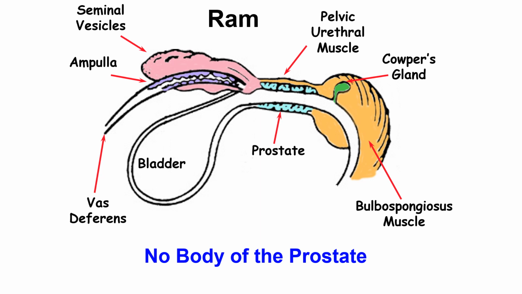For the ram, the reproductive tract is basically the same as that of the bull. The only difference is that it is smaller in terms of the comparative size of the different parts and the different accessory sex glands. One of the differences from the bull's reproductive tract is that there is no body of the prostate in the ram, as seen in this diagram. Only the disseminate part of the prostate is present. The other accessory sex glands such as the seminal vesicles and the Cowper's glands are also present, but again, the body of the prostate is not present in the ram.